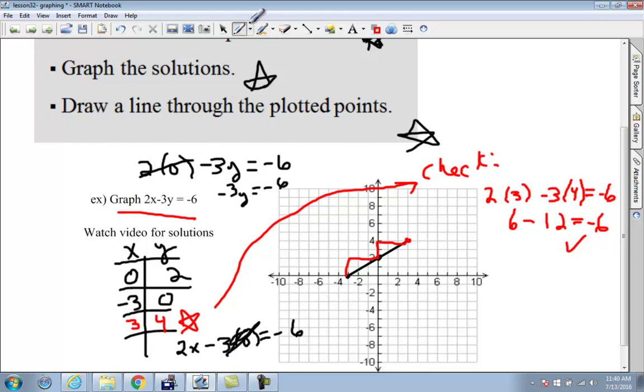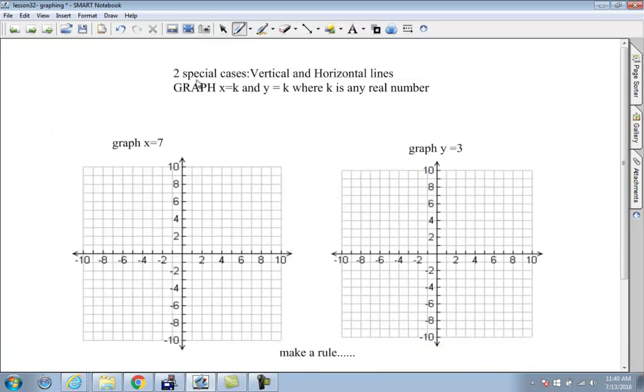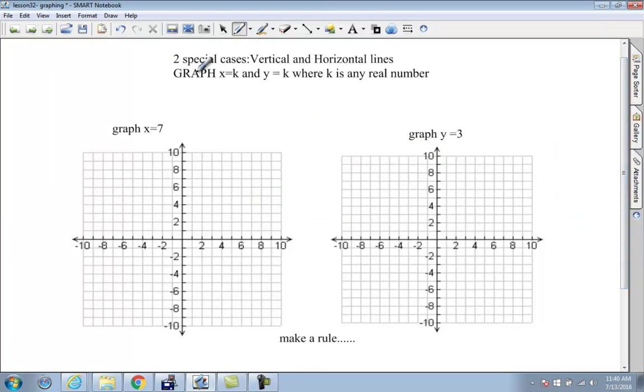So let me go back to my black color here. The red was just me illustrating the rise and run pattern. The black is the actual line. All right, let's see if we have another slide. Yep, two special cases, vertical and horizontal lines. Graph x equals a constant and y equals a constant, where k is any real number.